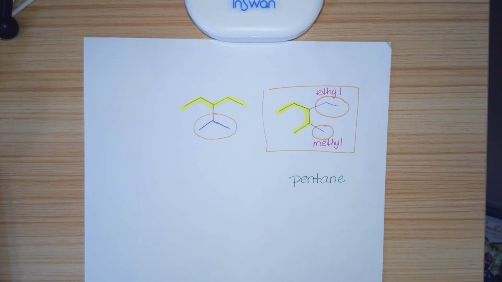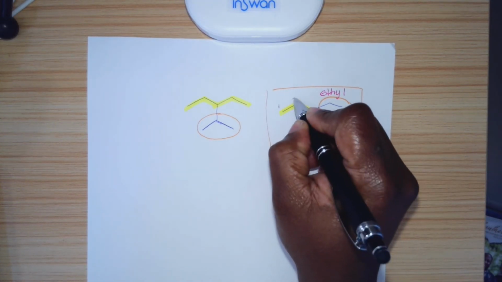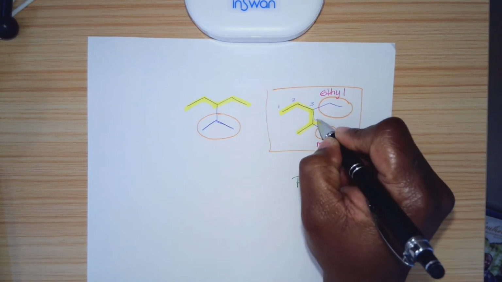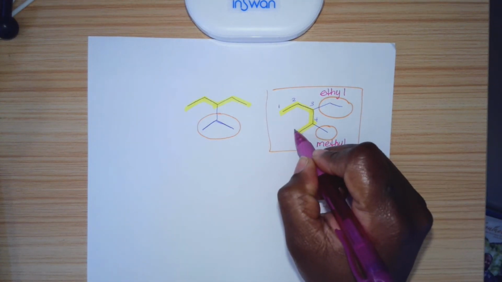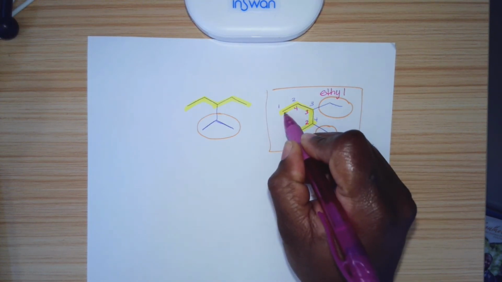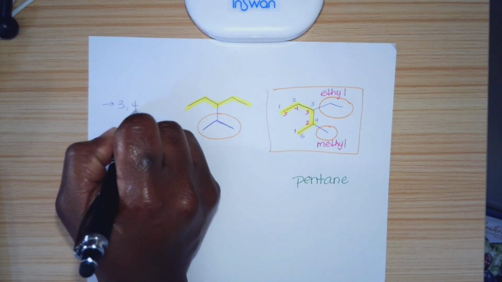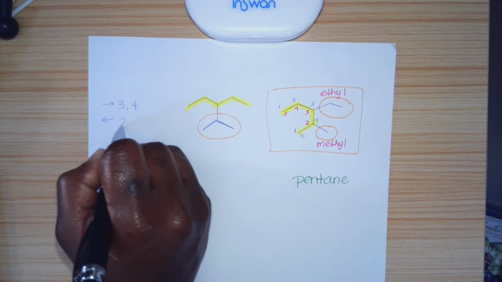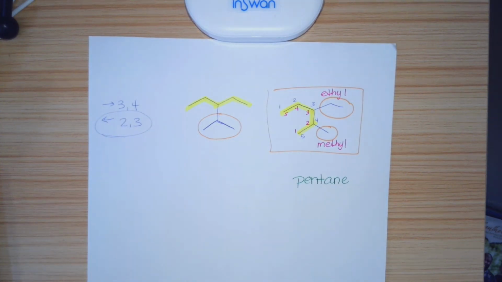From there, we want to number our parent chain. So we can start at either end. Left to right would place our ethyl on carbon 3 and our methyl on carbon 4. Right to left would place our methyl on carbon 2 and our ethyl on carbon 3. So again, left to right, you have carbons 3 and 4. But right to left, you have carbons 2 and 3. So you want to go with the lower numbers for your substituents.